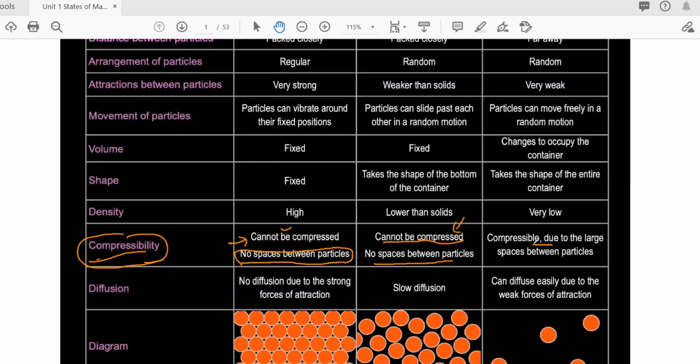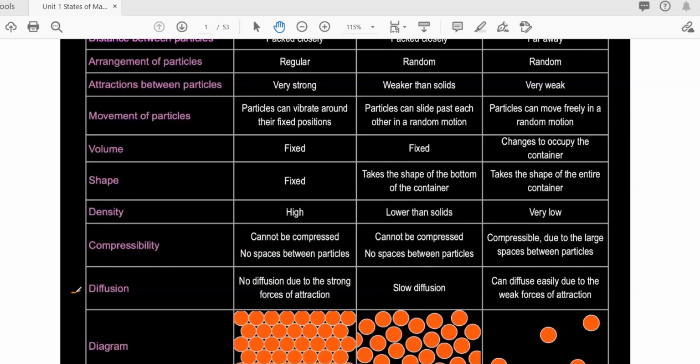Gases are compressible. Why? Because in gases you can see the particles have a lot of space between them, so you can compress them. In some books you will find that liquids can be compressed a little bit. That's also fine because they have small gaps between them. But normally, in broader terms, solids and liquids are considered not compressible. So this is whether they are compressible or not.